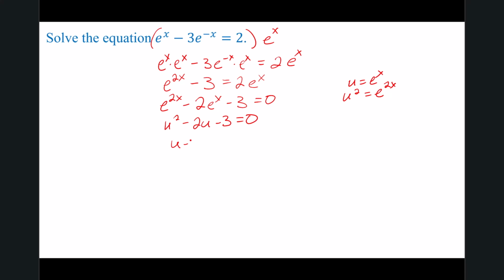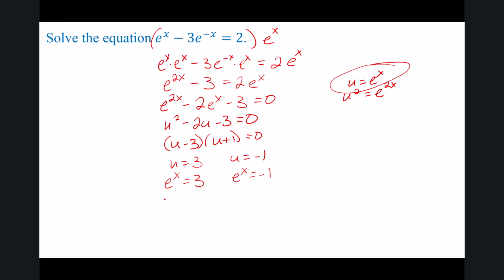So I have u minus 3 and u plus 1 equals 0. So u equals 3 or u equals negative 1. We've solved for u, now we need to solve for x. I know that u is the same as e to the x because that's what I decided it was. So either e to the x equals 3 or e to the x equals negative 1. So here x would be the natural log of 3.